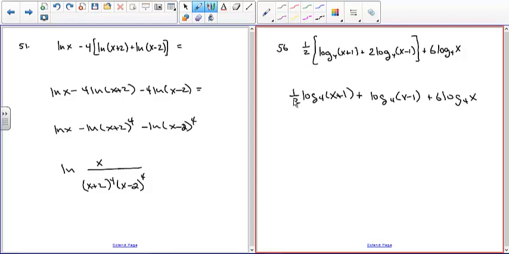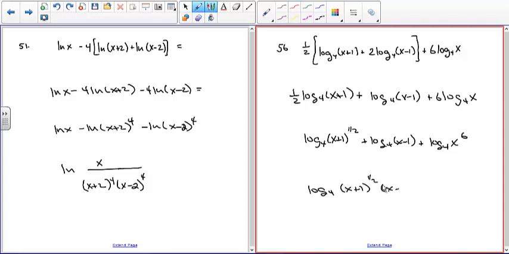Now we're going to move the constant in front as an exponent. This one doesn't have a constant, so it just stays the same. This one does, so it moves inside. And they're all added together, so they all go in the numerator. So we get log base 4 of x plus 1 to the 1/2 times x minus 1 times x to the 6th power.